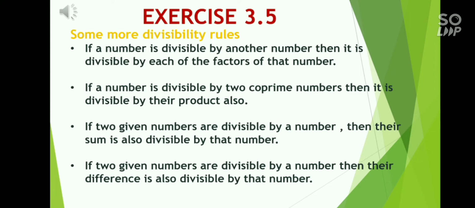In the same manner, if two given numbers are divisible by a number, then their difference is also divisible by that number. Here, if we are taking the same numbers 20 and 16, which are divisible by 4, their difference 20 minus 16 is equal to 4, it is also divisible by 4.